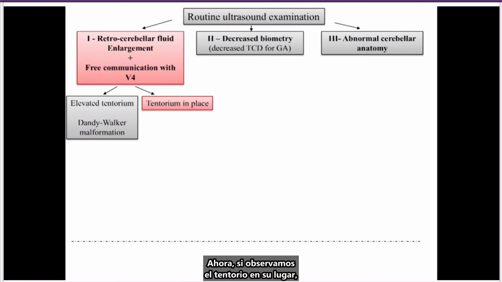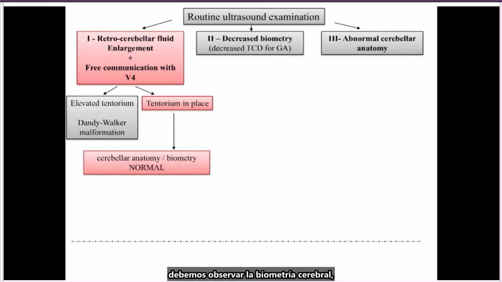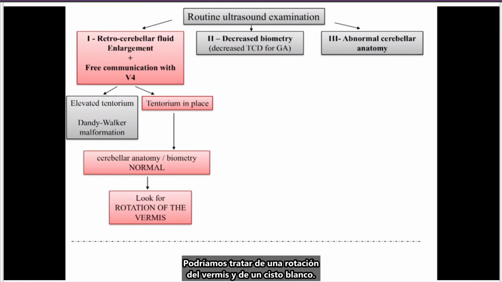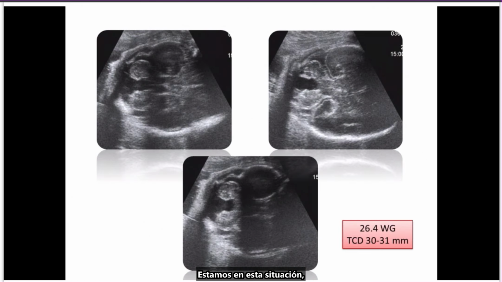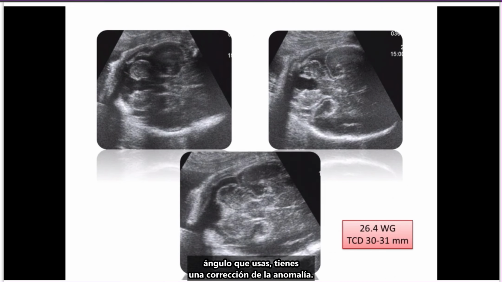Now, you look at the tentorium in place. You should look at the cerebellar biometry, the anatomic biometry of the cerebellum, and it's normal. You may deal with a rotation of the vermis and a Blake's pouch cyst. You are in this situation, but according to the way you are scanning, the angle that you use, you have a correction of the anomaly.